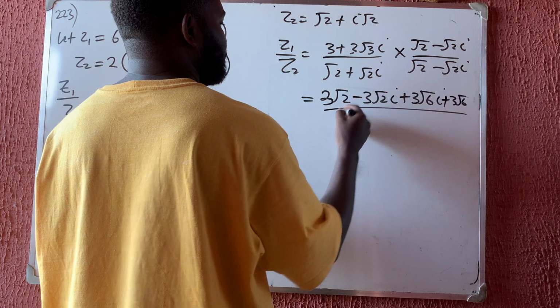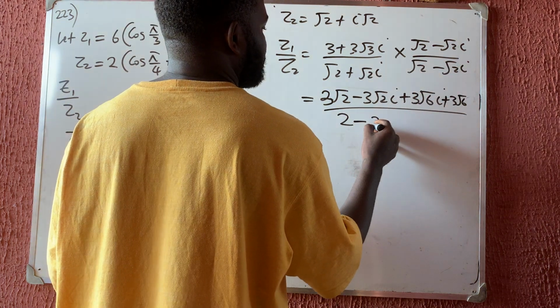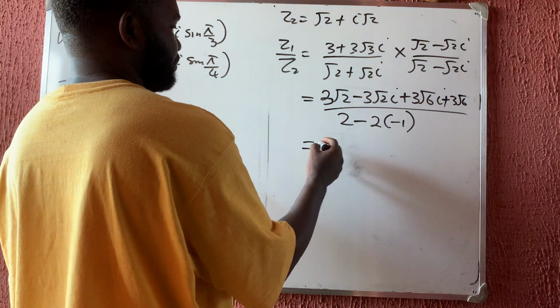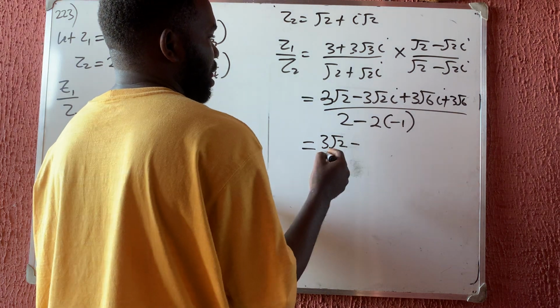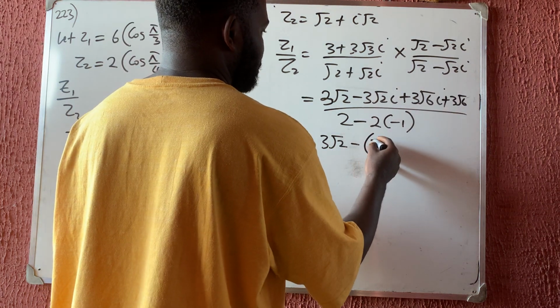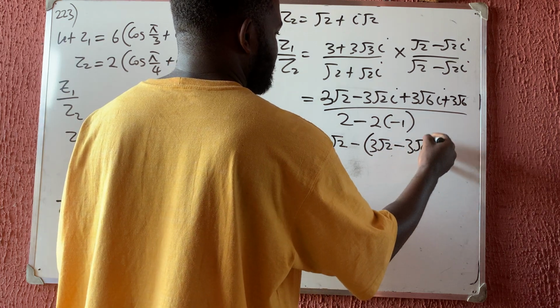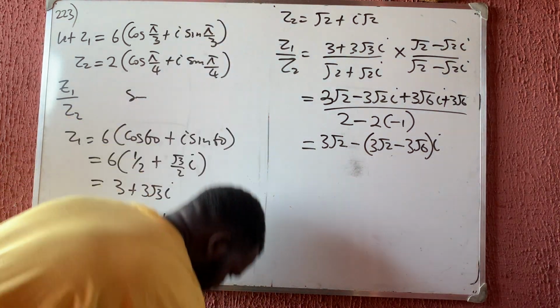All over, the first times the first is 2. The second times the second will give you minus 2 into minus 1. So which will give you 3 root 2 minus 3 root 2 i minus 3 root 6 i. Okay, or let me write it very well.